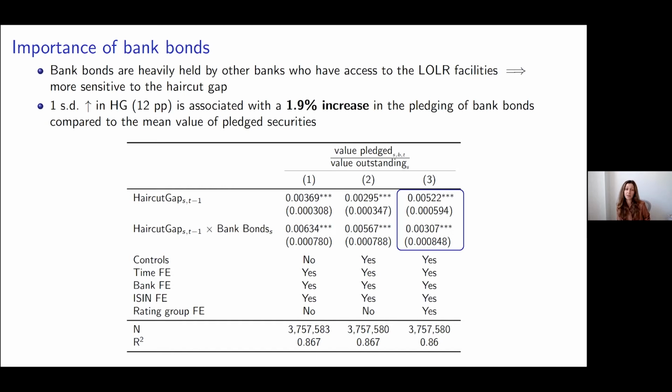And this can be related to the fact that I already mentioned, which is that the bank bonds are heavily held by other banks that have access to lender of last resort facilities. And as a result, it's reasonable to assume that they are more sensitive to changes in the haircut gap.